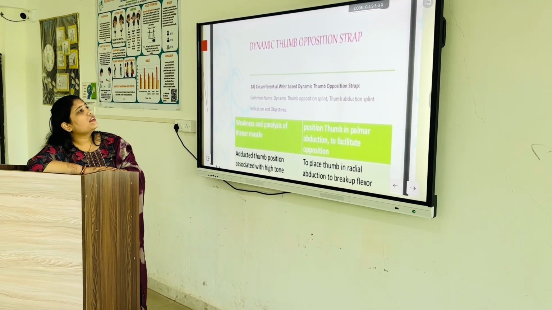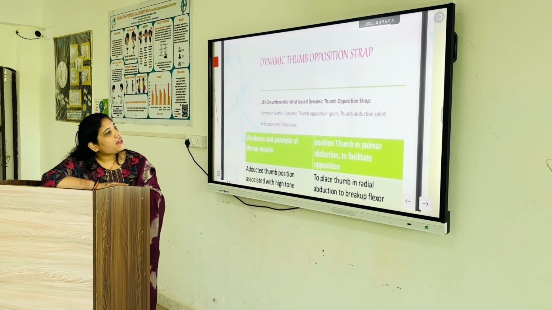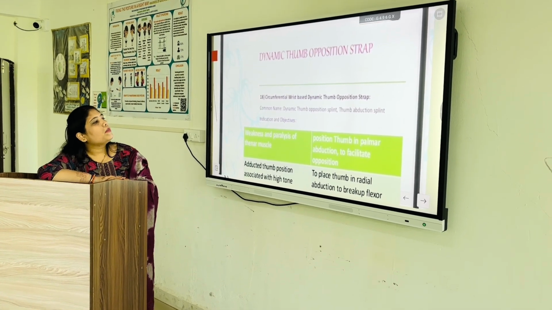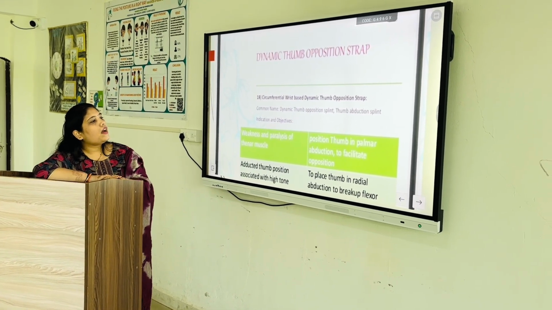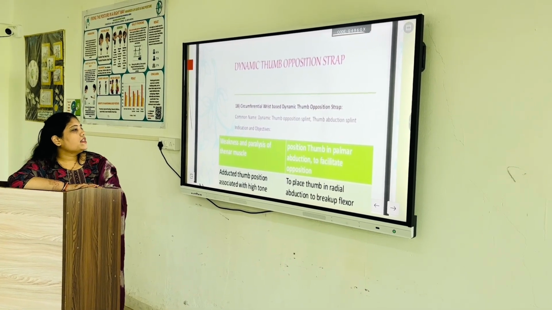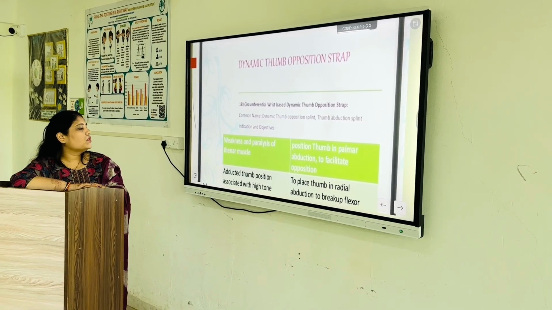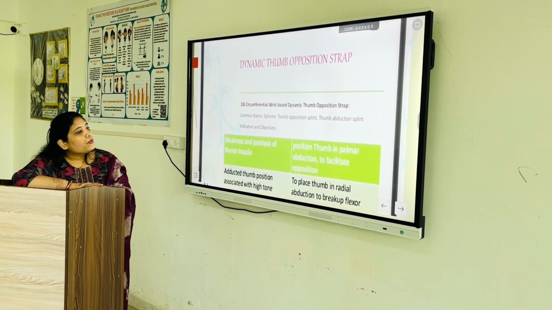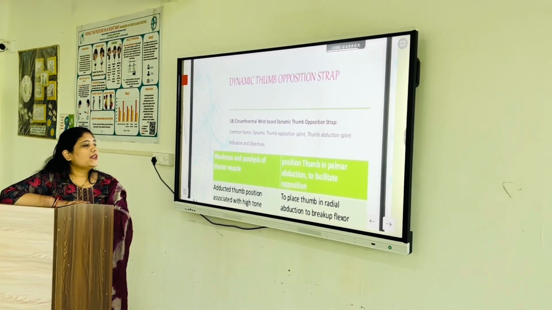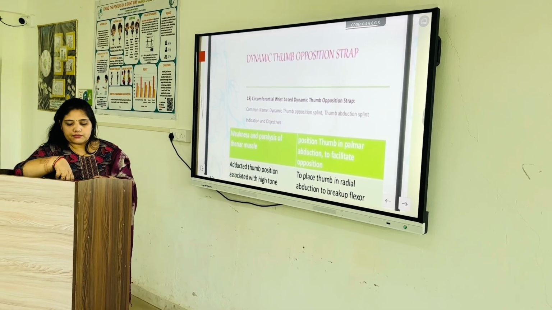Next one is dynamic thumb opposition strap. Circumferential wrist base dynamic thumb opposition strap. Common name is dynamic thumb opposition splint, thumb abduction splint. Indication and objective are weakness and paralysis of the intrinsic muscle, adducted thumb position, to position the thumb in palmar abduction to facilitate opposition, to place the thumb in radial abduction to break up flexors.